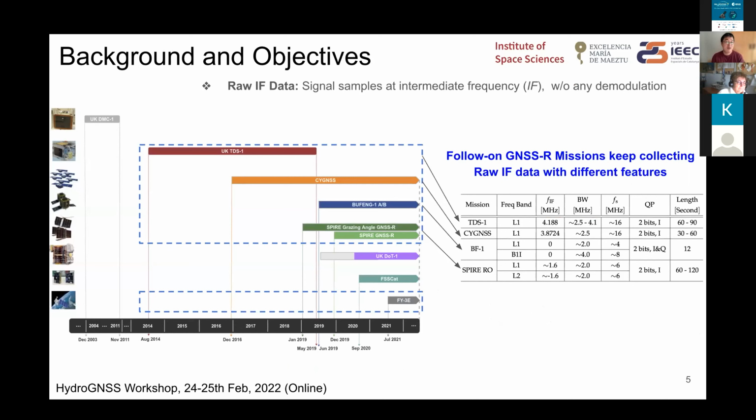Nowadays, the follow-on GNSS-R missions have also been collecting RAW-F data sets with different features, as shown in this table. With the support of different projects, our group got access to the RAW-F data collected by TDS-1, CYGNSS, BuFeng-1, as well as a Spire radio occultation CubeSat.